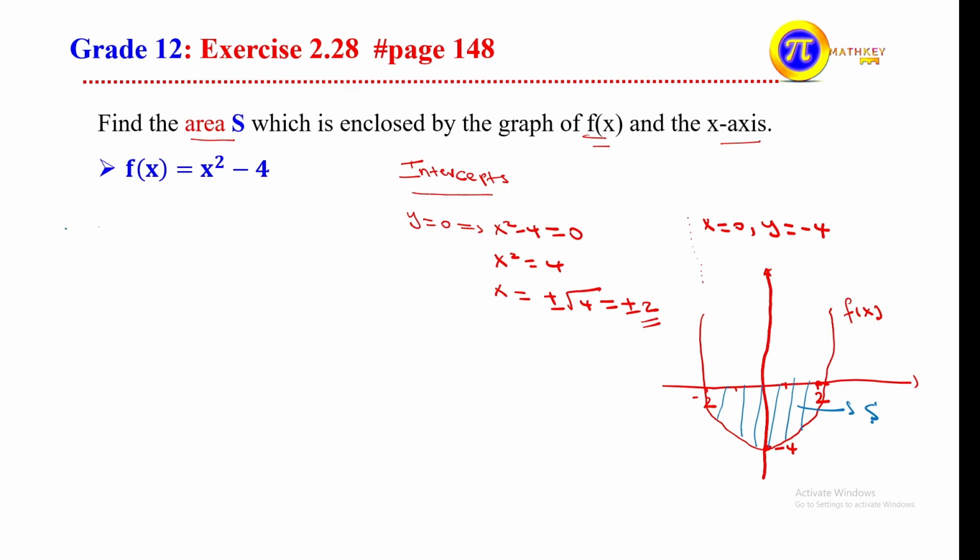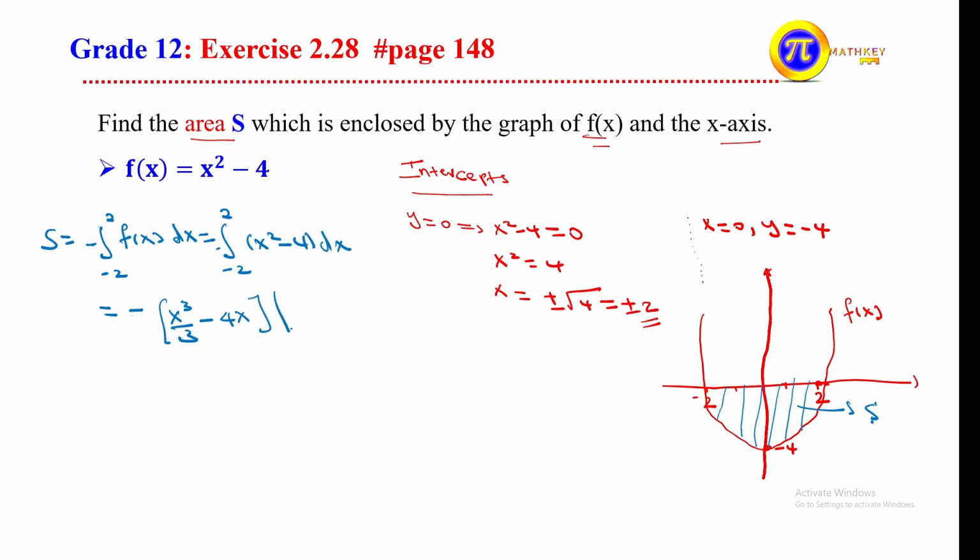Let us see this. This implies that our S is equal to the negative of the integration between negative 2 and 2 of our f of x with respect to x. This is equal to the negative of the integration from negative 2 to 2 of x squared minus 4, which is equal to x cubed over 3 minus the integration of 4, which, since it is a constant, becomes 4x, between negative 2 and 2. You can distribute this negative if you want. This is equal to 4x minus x cubed over 3 between negative 2 and 2. After that, you have to insert the values 2 and negative 2 and take their difference.